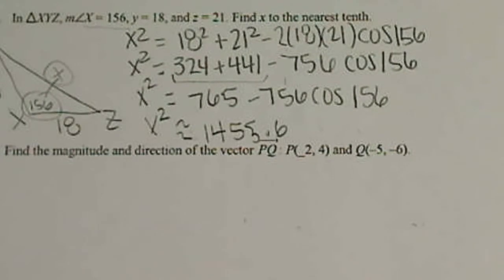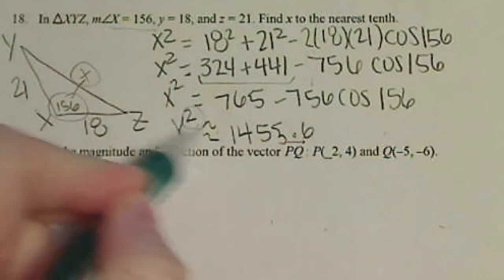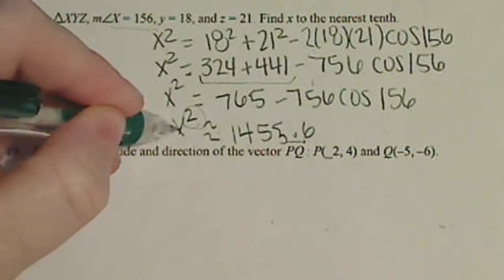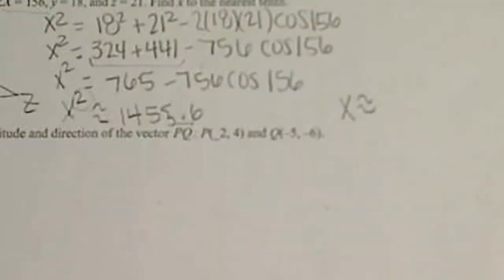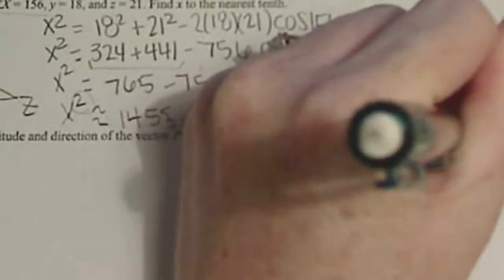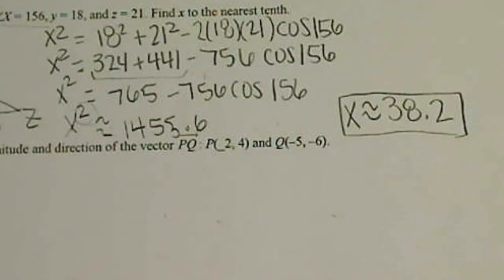1455.6. Now that's not your answer, and hopefully you see that that does not make sense given our other sides are only 18 and 21. We have a squared right there that we need to get rid of, so we need to square root this answer. And we are going to round to the nearest tenth. So X is about 38.2. Alright, that tells you how long that side is.